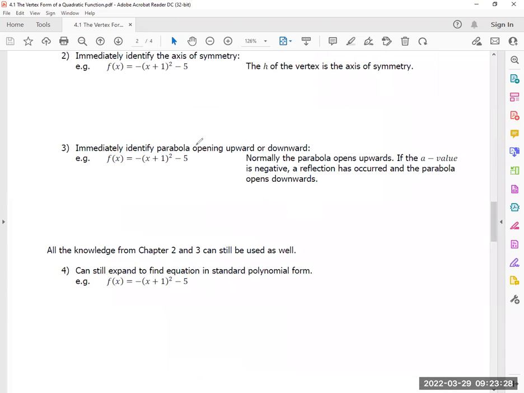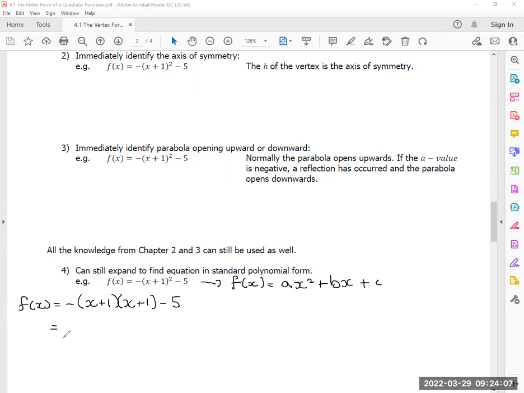Okay. Number 4. If you wanted to find f of x in standard form, because let's say you wanted to try factoring or whatever, you can still do that. How? Let's expand. I'm going to write this out. f of x is equal to -1 times (x plus 1) squared, right? So it's just (x plus 1) multiplied by itself minus 5.